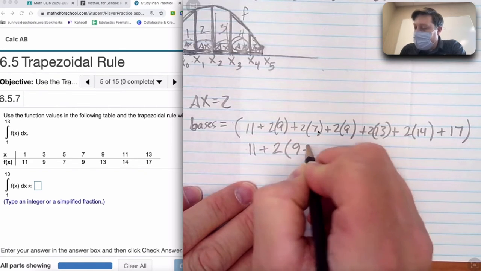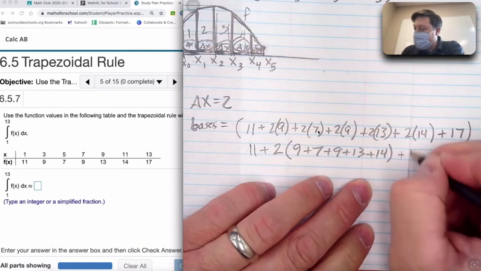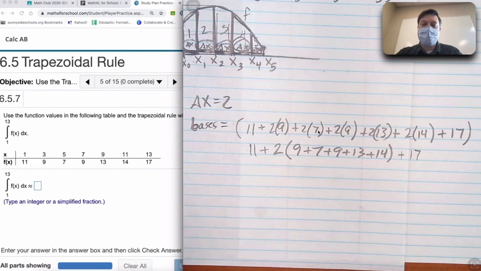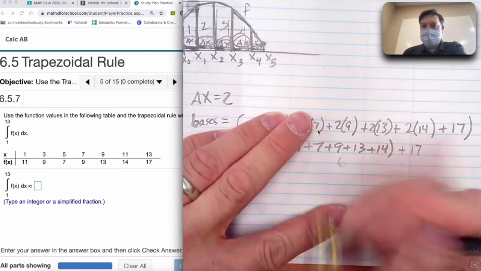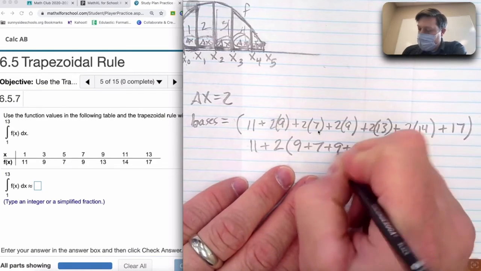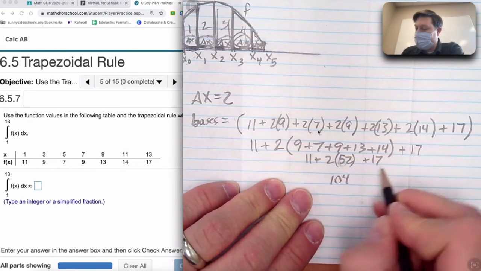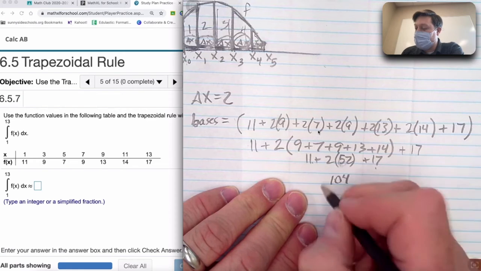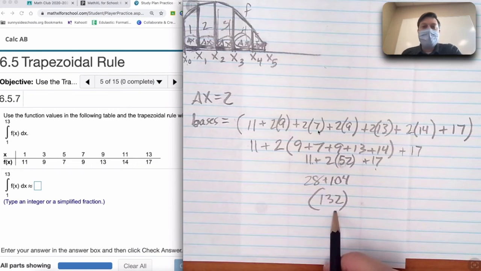So now we have 11 plus 2. I'm going to factor and group, so 2 times all of these: 2 times 9 plus 7 plus 9 plus 13 plus 14. Do I have to use a calculator? Yeah, I guess so. Okay, 9 plus 7 plus 9 plus 13 plus 14, that's 52. So in other words, 11 plus 2 times 52 plus 17, which is 28 plus 104, and that amounts to 132.